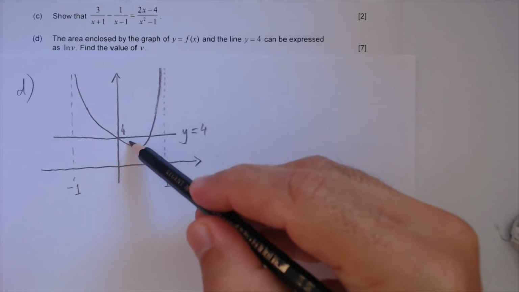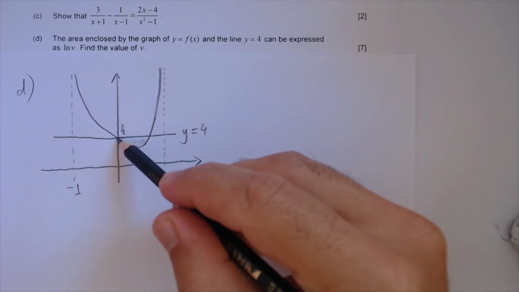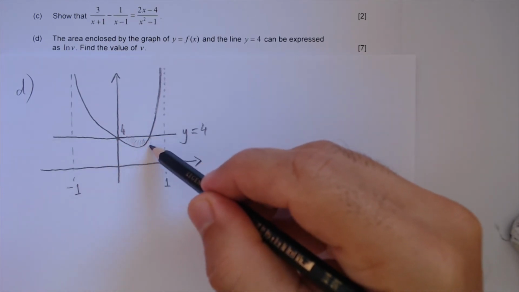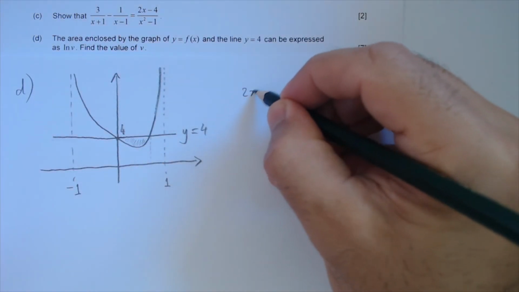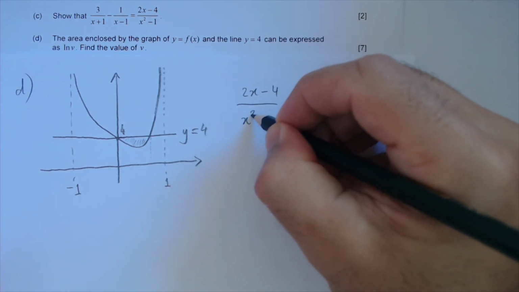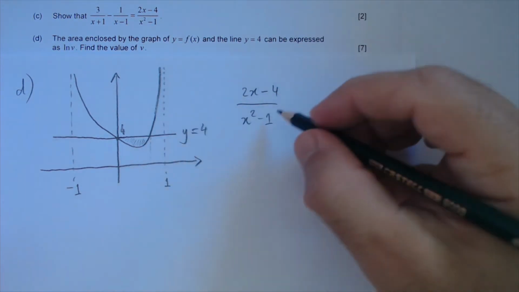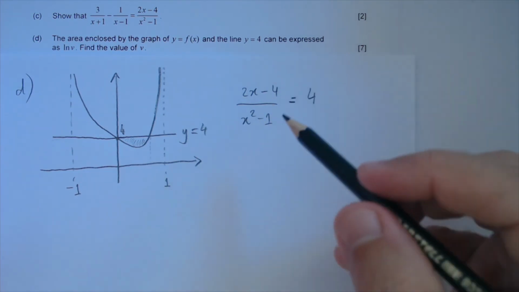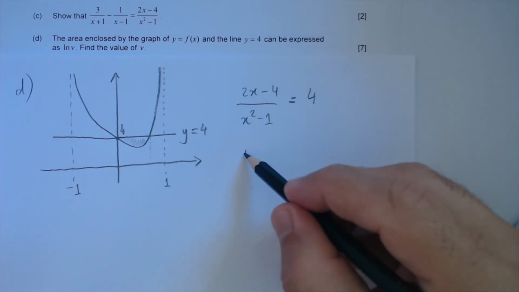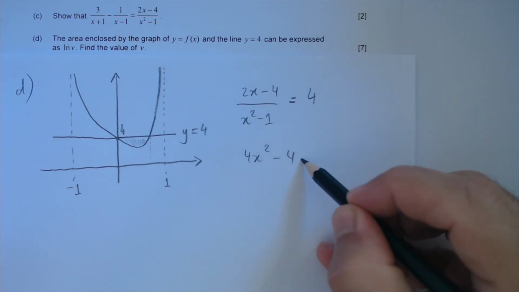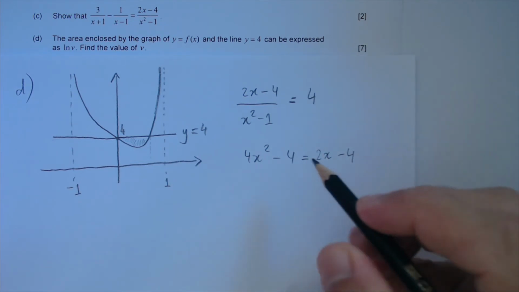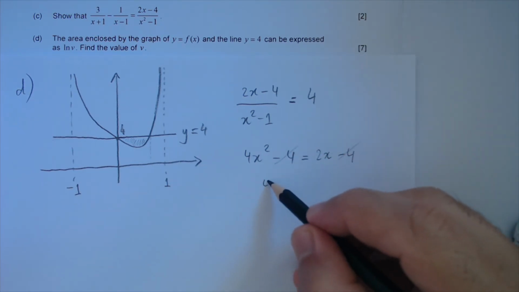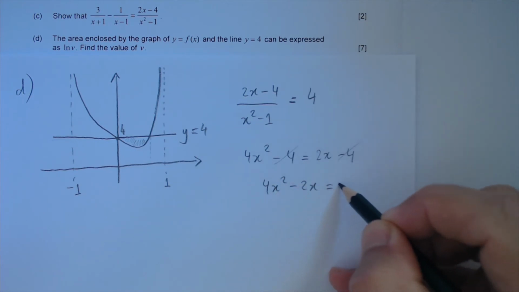Letter D. This is the area we have to find. So we need to find this point, which we already know, which is (0, 4), and these are the points here. To find this point, we must find the point of intersection of (2x minus 4) over (x squared minus 1) and the line y equals 4. Solving this equation, cross multiplying: 4x squared minus 4 equals 2x minus 4. Adding 4 to both sides, 4x squared minus 2x is equal to 0.